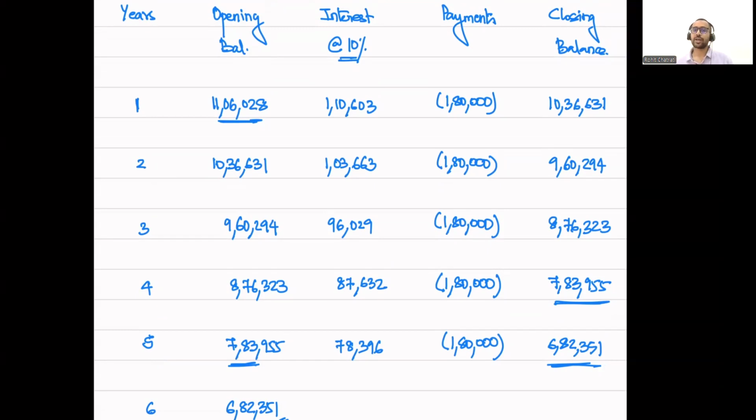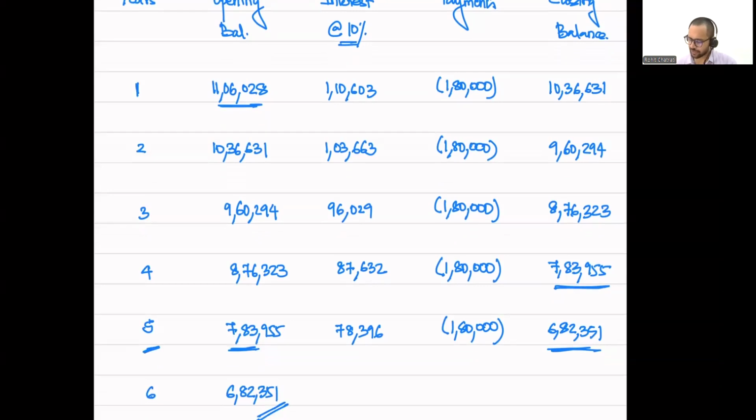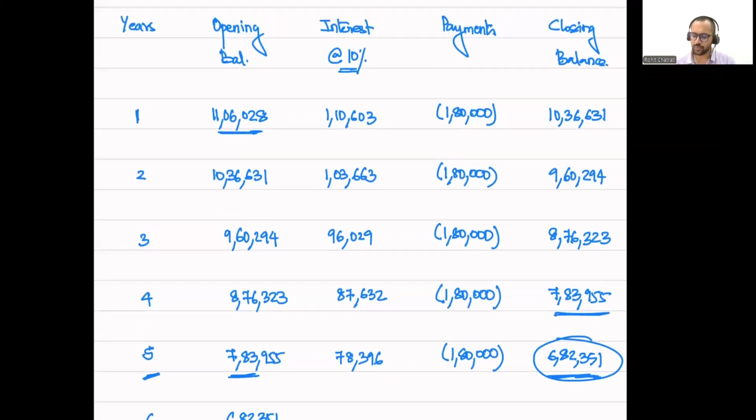Now, at this stage, I would actually like to show you something. At the end of year 5, we saw that the closing balance of the lease liability is 6,82,351. How did we calculate this? We calculated it using the lease liability schedule, wherein we had the opening balance. We then calculated interest for every year. We deducted the payments to calculate the closing balance. We did that for 5 years, and at the end of fifth year, we saw that this actual balance is equal to 6,82,351.